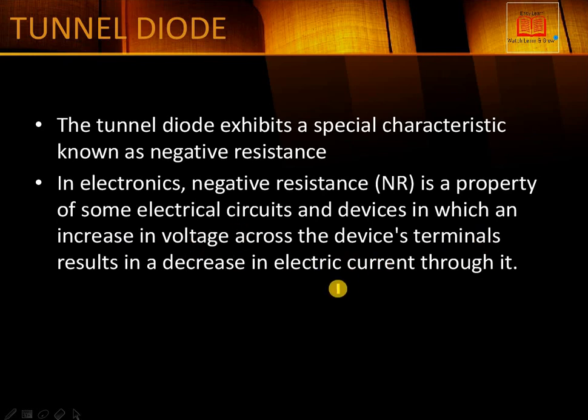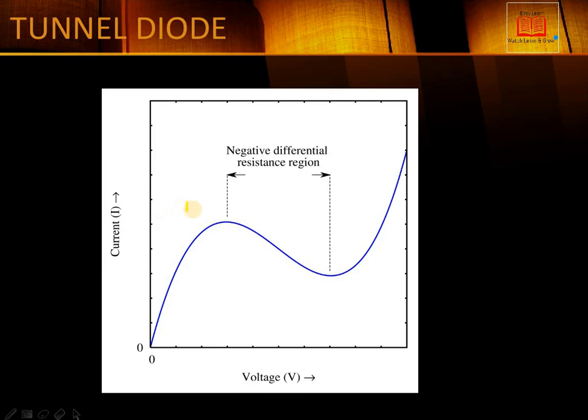V is equal to IR, for example, R is equal to V over I. When R increases, it means an increase in the voltage or a decrease in the current. This is the inverse relation between the voltage and current, which means negative resistance.